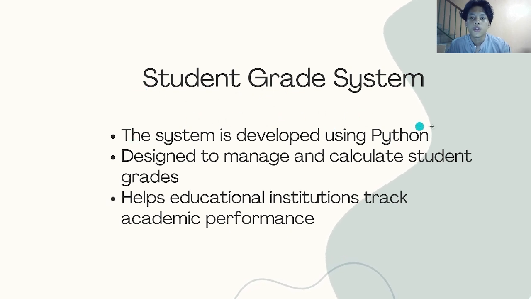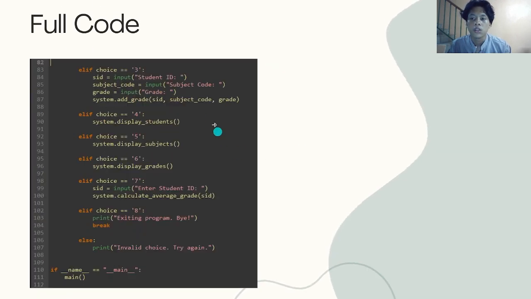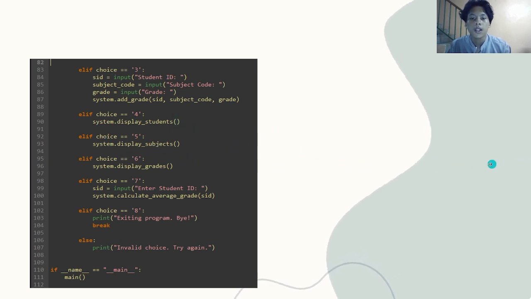Our task is to create a system, so we decided to create a student grade system. The system is developed using Python, designed to manage and calculate student grades, to help education institutions track academic performance. So this is our full coding. We are going to split it part by part to explain it in more detail.